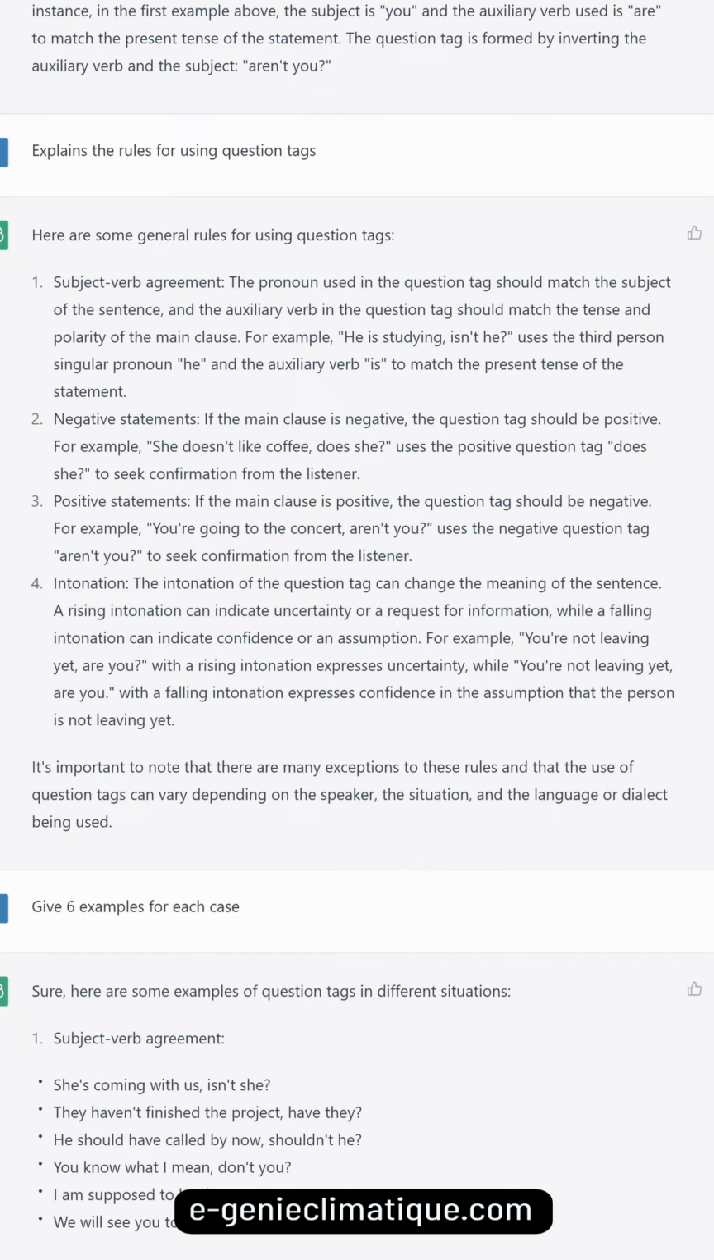Intonation. The intonation of the question tag can change the meaning of the sentence. A rising intonation can indicate uncertainty or a request for information, while a falling intonation can indicate confidence or an assumption. For example, "You're not leaving yet, are you?" with a rising intonation expresses uncertainty, while "You're not leaving yet, are you?" with a falling intonation expresses confidence in the assumption that the person is not leaving yet. It's important to note that there are many exceptions to these rules and that the use of question tags can vary depending on the speaker, the situation, and the language or dialect being used.